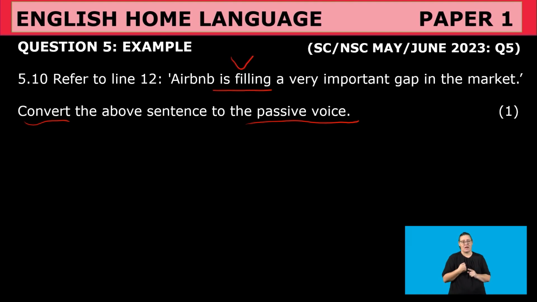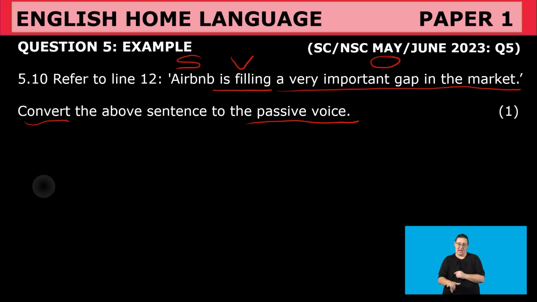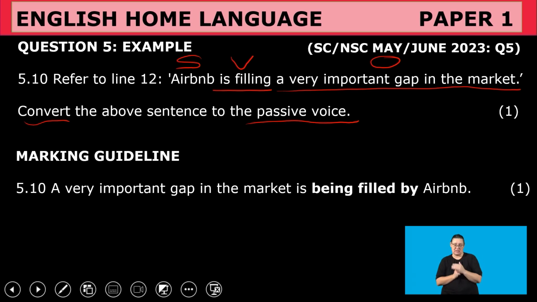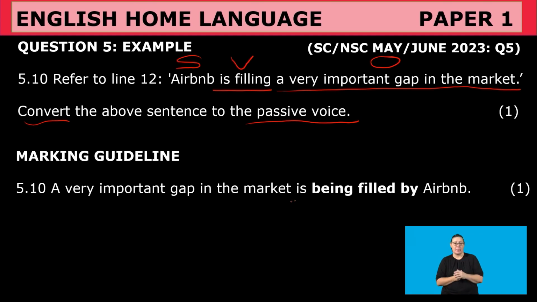Then you can ask who is filling, that's the subject, and what are they filling? A very important gap in the market, that's your object. You'll start with the object, you'll change the verb, adjust the verb, and add by, and then add your subject. Very, very simple. A very important gap in the market is being filled by Airbnb.